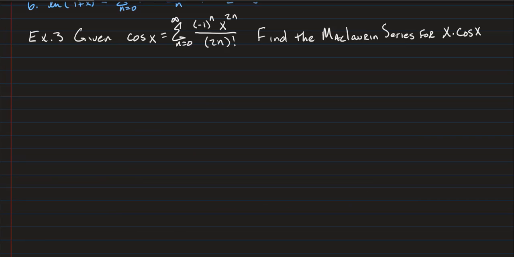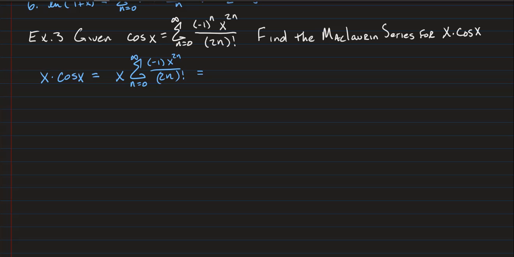Example 3: given that cosine x is equal to the series that it's equal to, find the Maclaurin series for the function x times cosine x. In order to work this problem, we're going to start with the function x times cosine x. We're going to use the series representation for cosine x. And when you have a constant that's multiplied outside of a series, can you bring that constant into the argument of the series? Yes, you can, and that's what we're going to do.